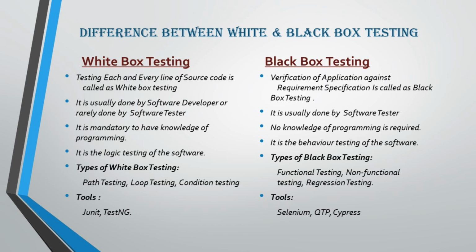Next difference is example of white box testing is by input to check and verify loops. And example of black box testing is search something on Google by using keywords. Next difference is types of white box testing. First is path testing, second is loop testing, and third one is condition testing. And black box testing types are following. First is functional testing, second is non-functional testing, and third is regression testing. These all types are also divided into several types. We will discuss it in upcoming sessions.